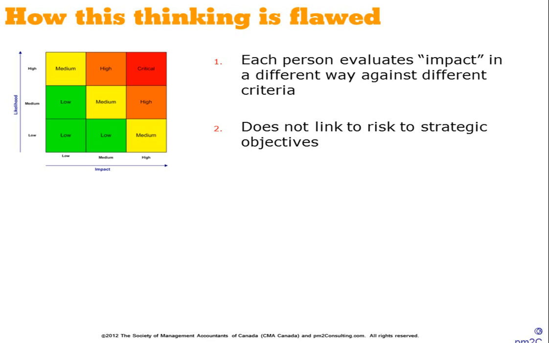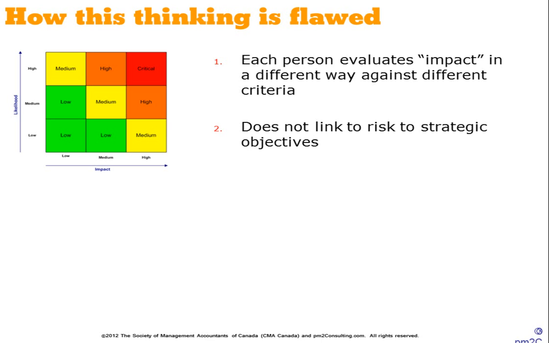Thing two, once you've identified that risk, it doesn't link back to any strategic objective. So in my previous example with your children, you might think that school is more important than hockey. Well, that's implying a strategy that you hope your child would become a CMA, not a hockey player. But if it was the opposite, if your strategy was to help your child become a hockey player, then the risk of a poor hockey performance is a more significant risk.